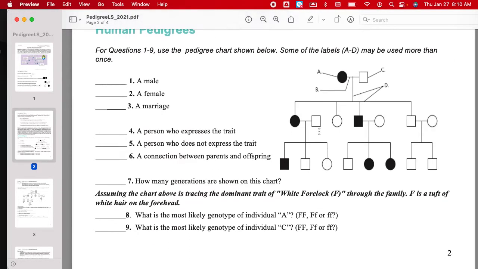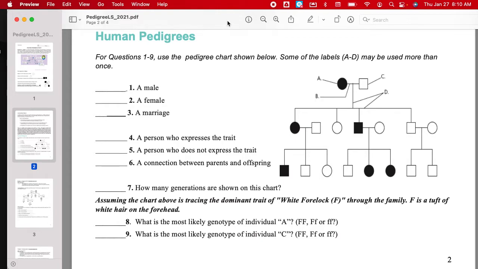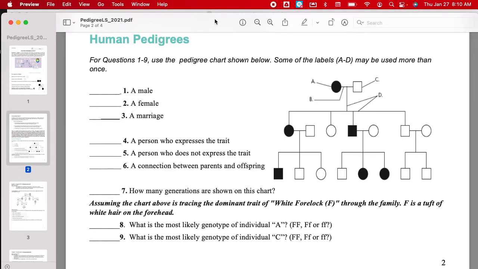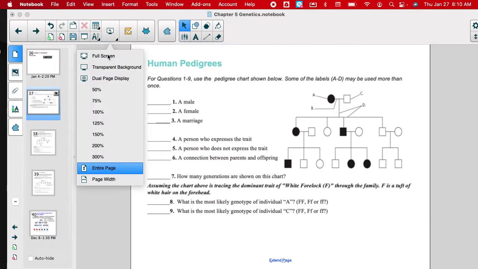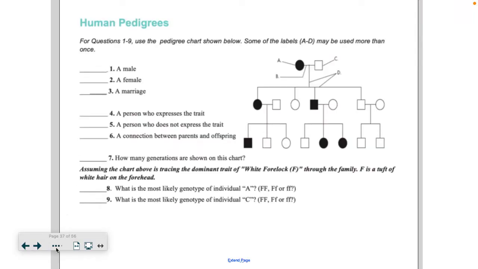Okay, so let's take a look at this page right here at the bottom part, human pedigrees, and let's do it together. I copied and pasted it so that I could write on it.